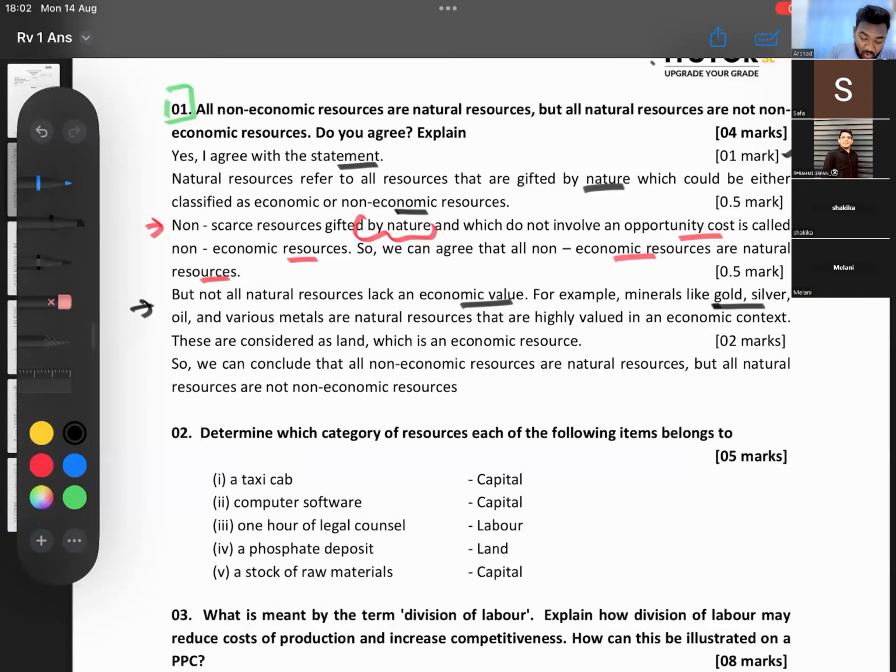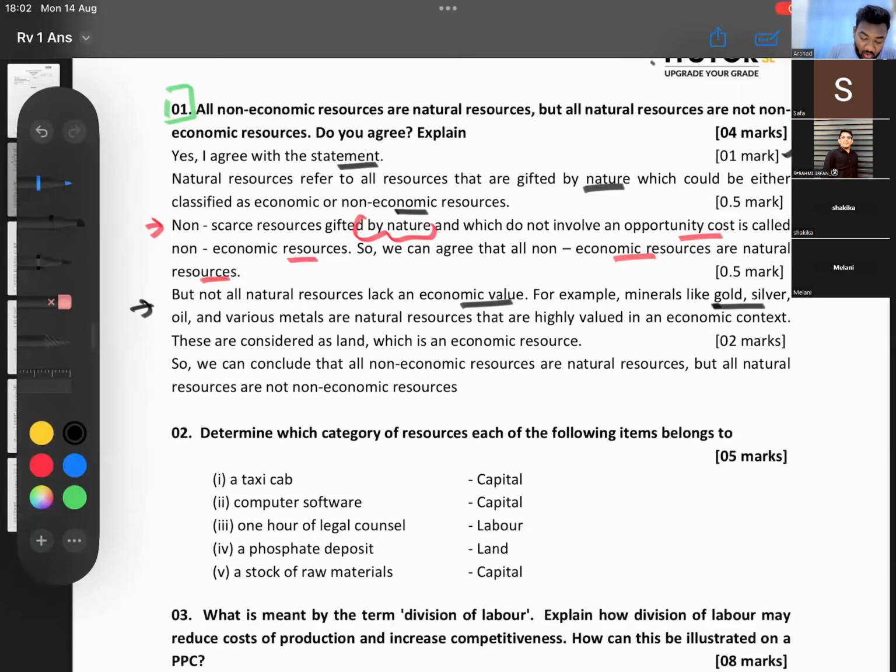Okay. Computer software. What do you all think? Land, labor, capital, entrepreneur. Capital. What do you think about 1 hour of legal counsel? That is a mental effort of someone. Someone is giving legal advice to someone, legal counsel. What do you all think? This is labor, right? Physical and mental effort of people.